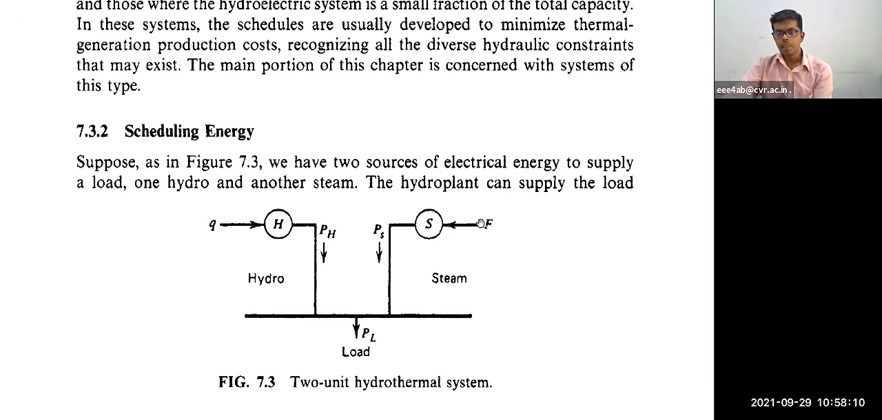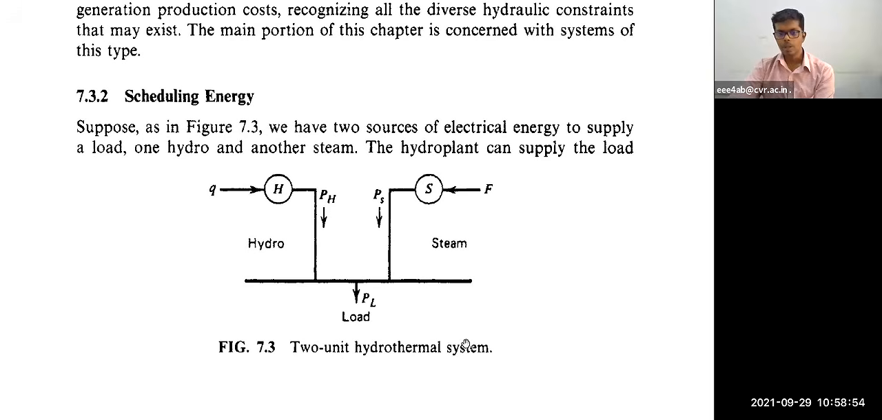Here we have already seen that F is the fuel cost. Similarly, Q for hydro is the discharge. Whatever the amount of discharge, the power generation will increase accordingly. So this is the hydro generator and these are the steam generators. The power generated from the hydro is PH, and the power generated from the steam generating unit is PS, and it is given to the common bus, which is connected to the load or demand. It is satisfied with the common load PL.